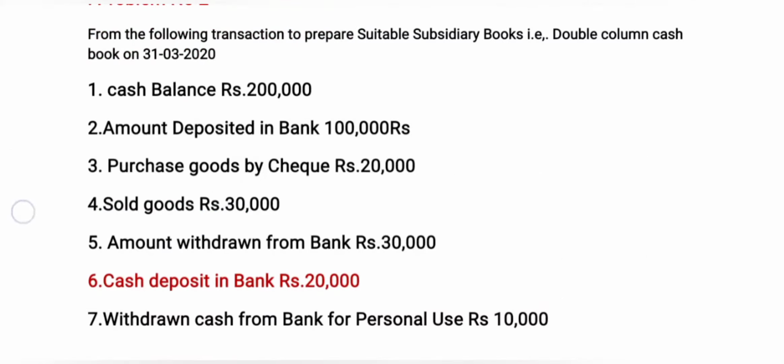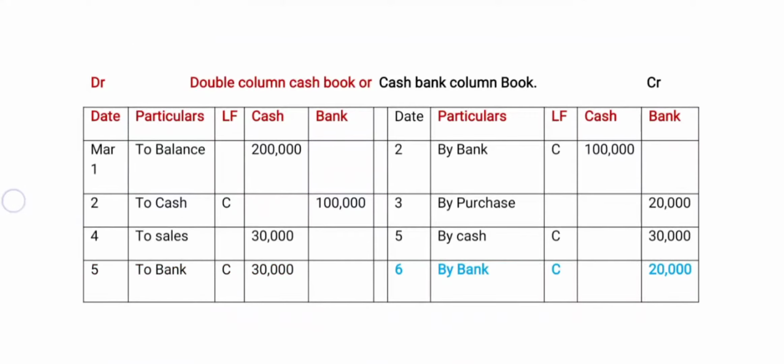Sixth date, cash deposited in bank. Here it is also related to a contra entry. Cash is going out of the business. That's why we go to the credit side of the cash account. It is sixth date, by bank, 20,000 rupees. Whereas now we are coming to the debit side of the bank column.